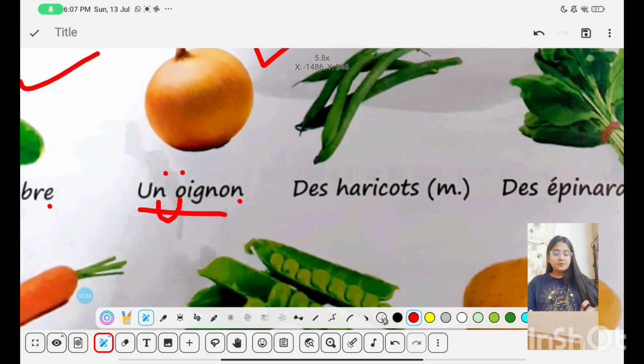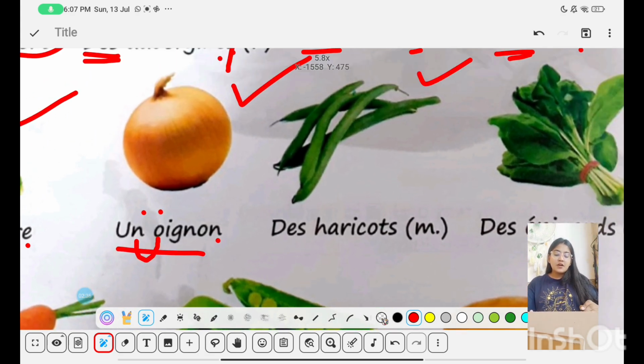Okay, moving on to des artichauts. Des artichauts. Ending with s, that is why des. Des artichauts. Again, here liaison is taking place. And please note, if we remove s, what is the last consonant that you see? T. So it is masculine.